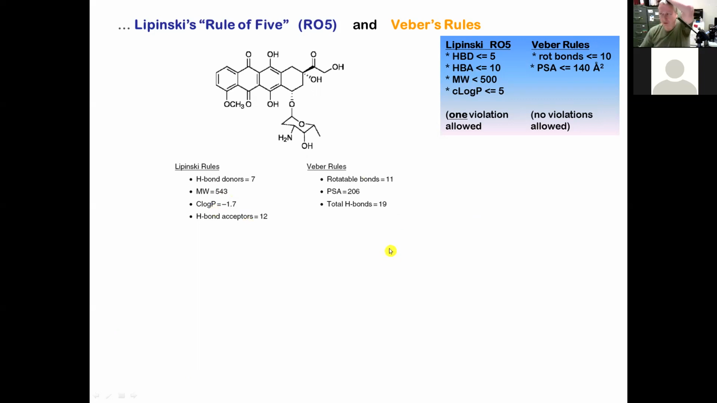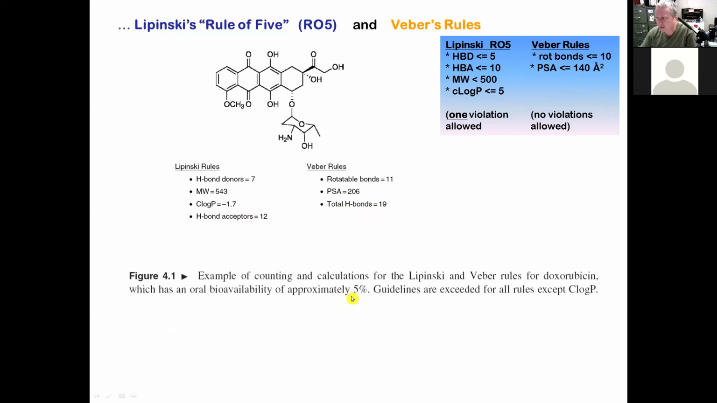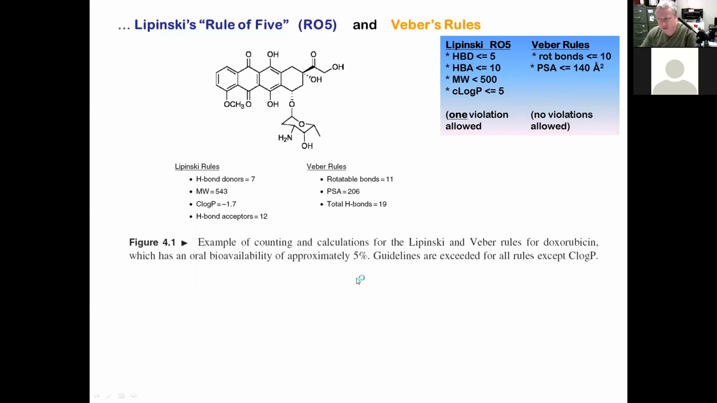The Weber rules, there's 11 rotatable bonds, so it looks like a violation. Polar surface area is 206, so that looks like a violation. It also lists the hydrogen bond. I don't know what that is actually. I think it's donors plus acceptors. I don't know why it's listed there. Okay. Anyway, so this kind of shows an analysis of these rules.